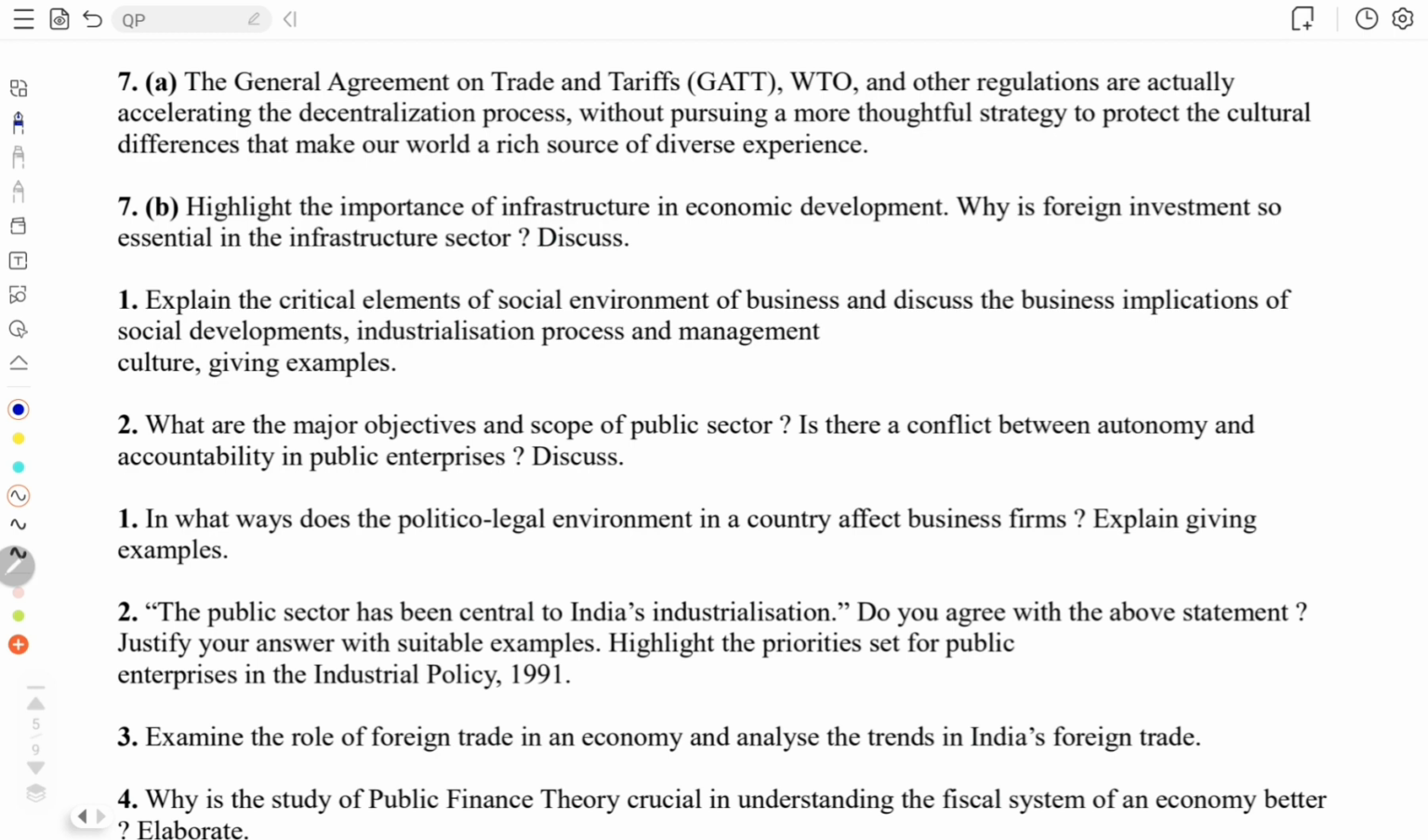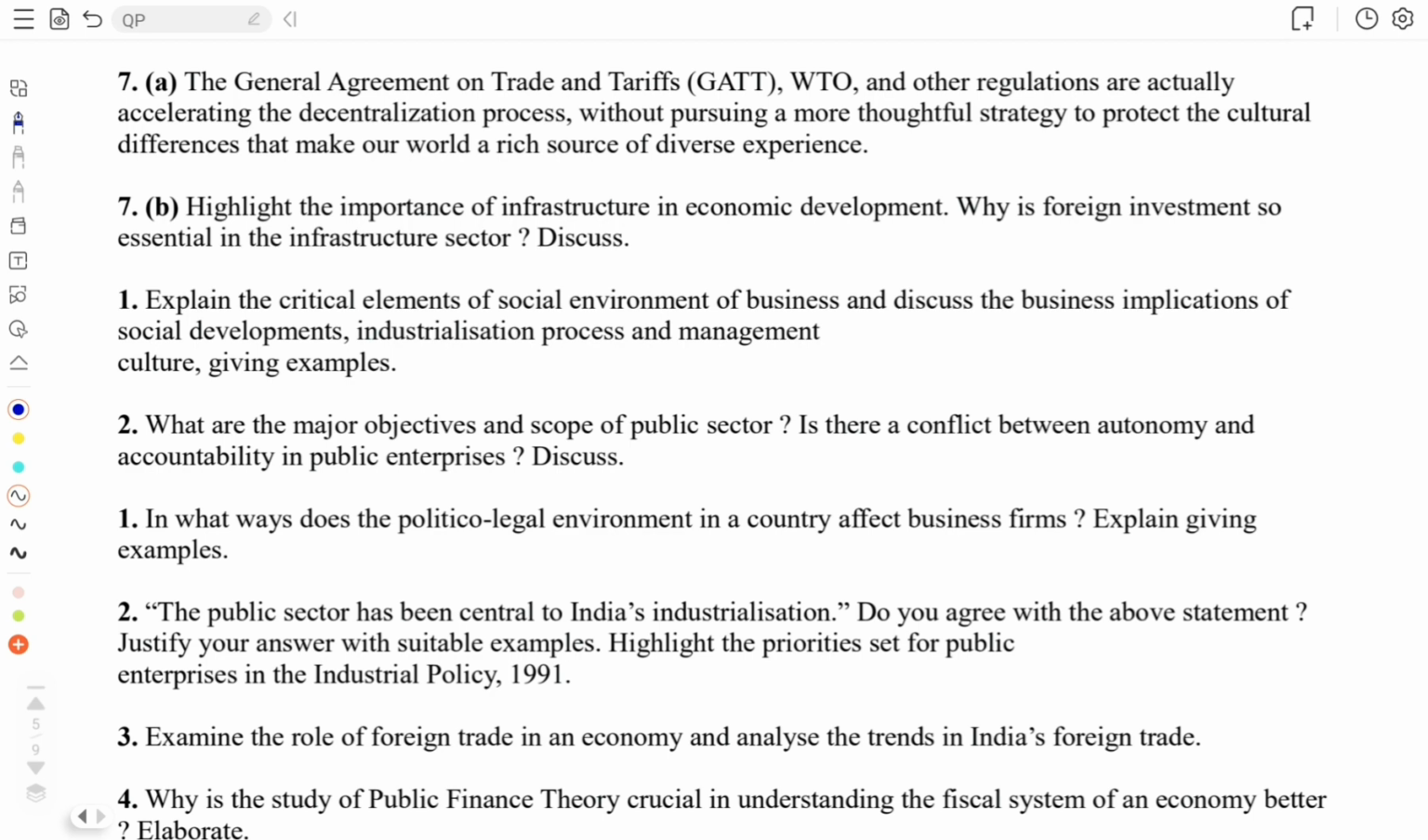Next question: the General Agreement on Trade and Tariffs, GATT, WTO, and other regulations are actually accelerating the decentralization process without pursuing a more thoughtful strategy to protect the cultural differences that make our world a rich source of diverse experience. So they're asking us to write our opinion on that, I guess.